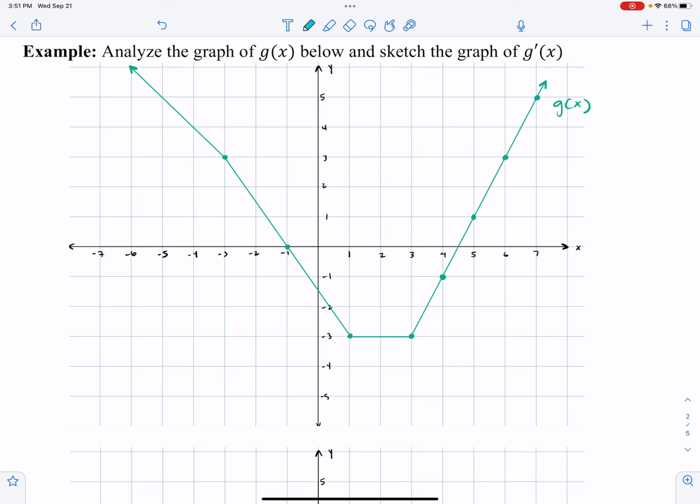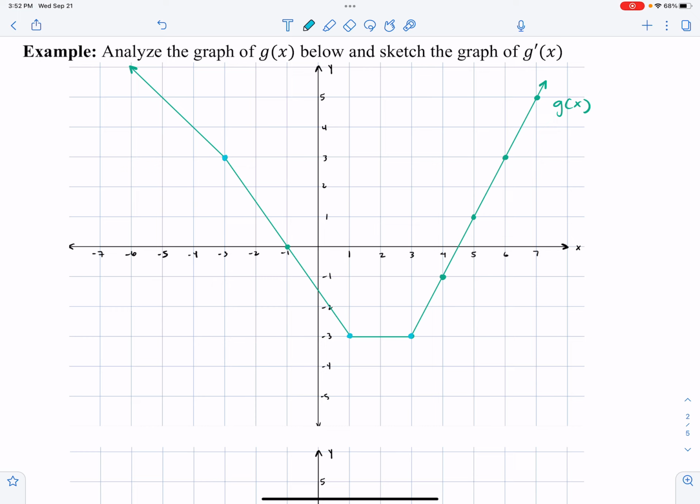There's some sharp corners on this graph where the slope of the tangent lines changes at a sharp corner. That first sharp corner looks like it occurs at -3. And then at x equals 1, x equals 3. And that's it. Those look like the sharp corners.